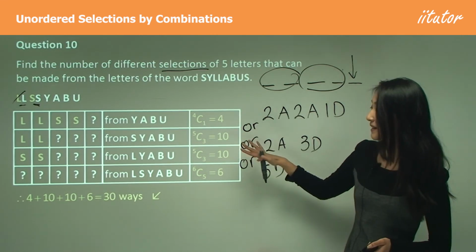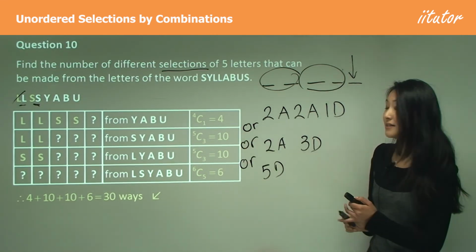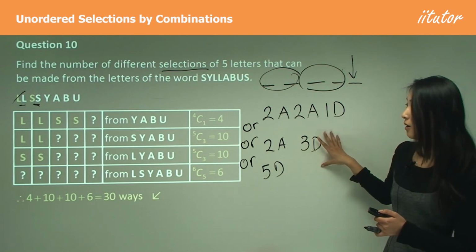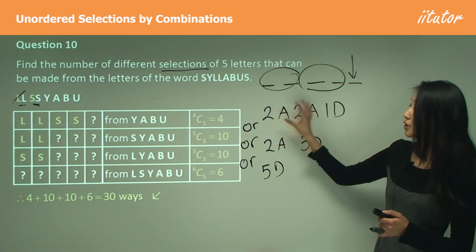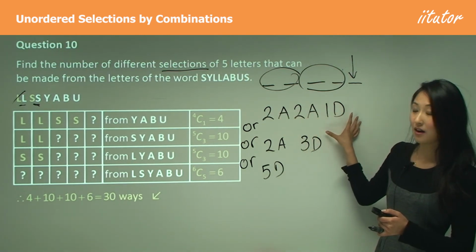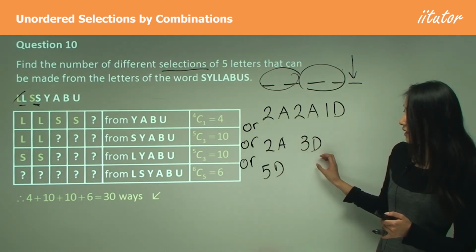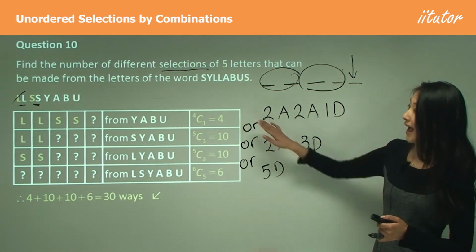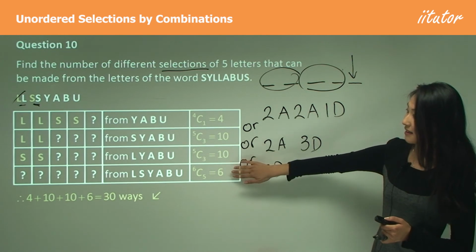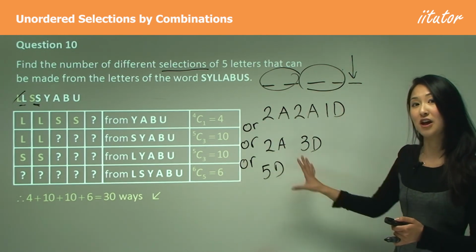This is a difficult question, but just consider what we did here, which is the 3 different options, where you can choose 2 alike and 2 alike and 1 different, 2 alike and 3 different, or we have 5 different. And then we've just worked it out here, which I think is not as difficult as just that first concept.